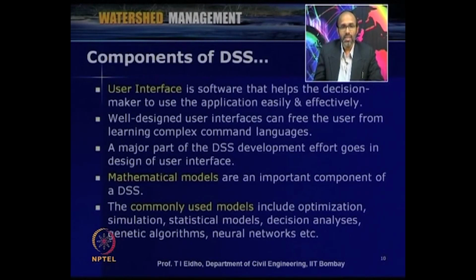So various data sets for the particular system, the particular problem, can be there within the database of the DSS which we consider. And then the other most important component is the so-called user interface. The user interface is software that helps the decision maker to use the application easily and effectively. As I mentioned, it is not essential that the decision maker should understand all the aspects of the problem or all the modeling of what is happening within the system. So the user interface is what interacts with the decision maker. This helps the decision maker to deal with the problem, understand the problem, and then take a decision easily and effectively.